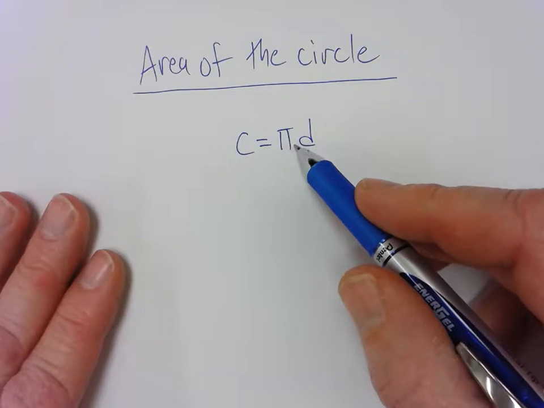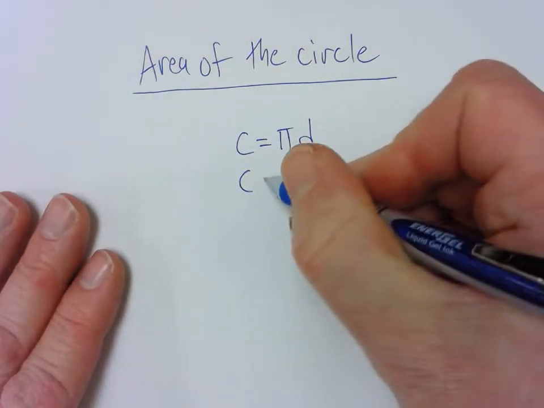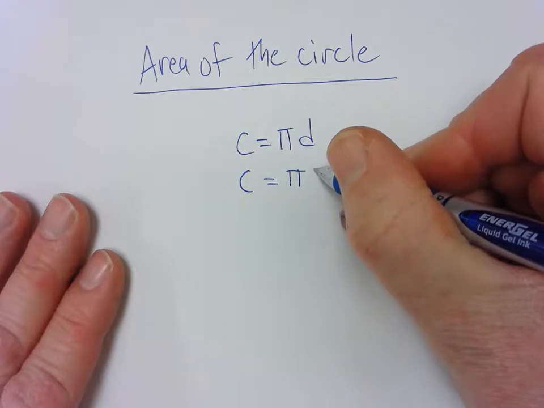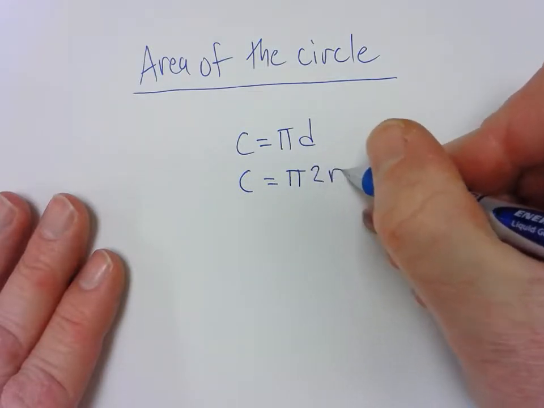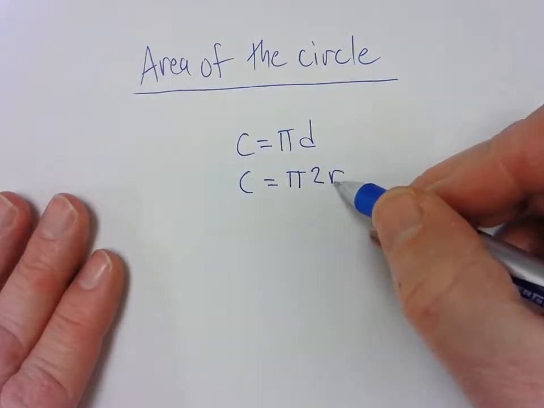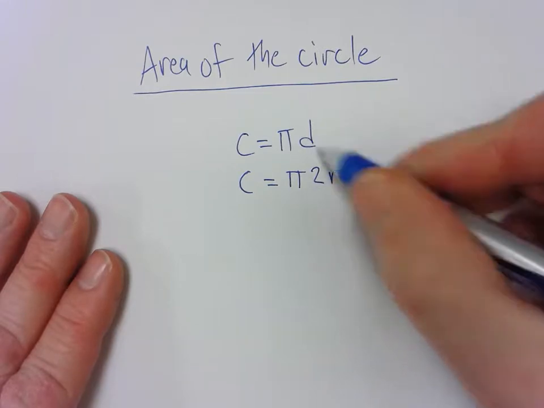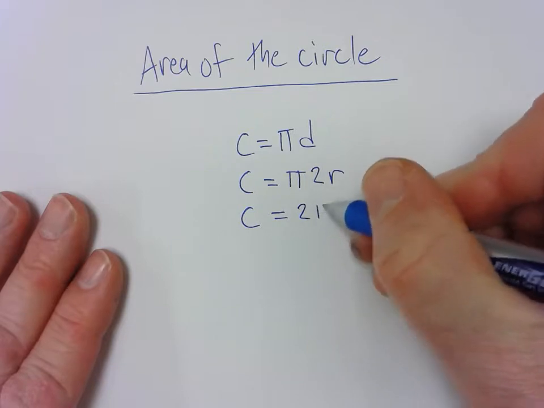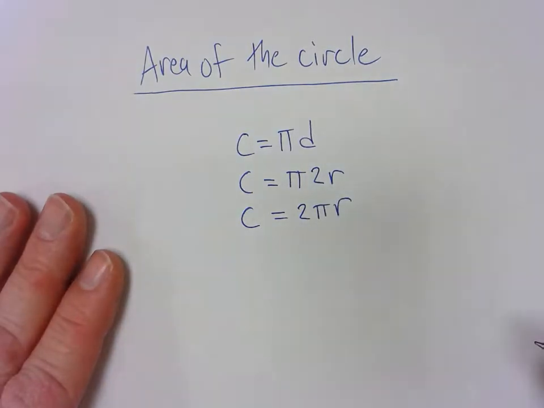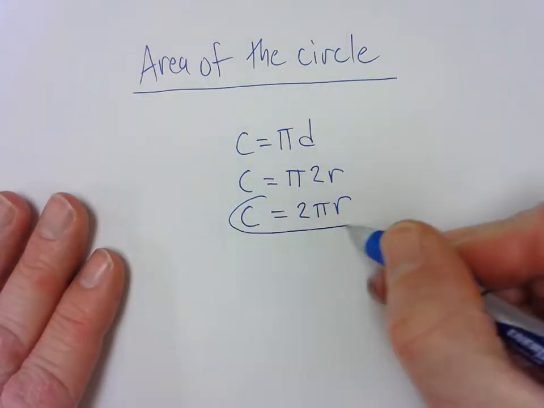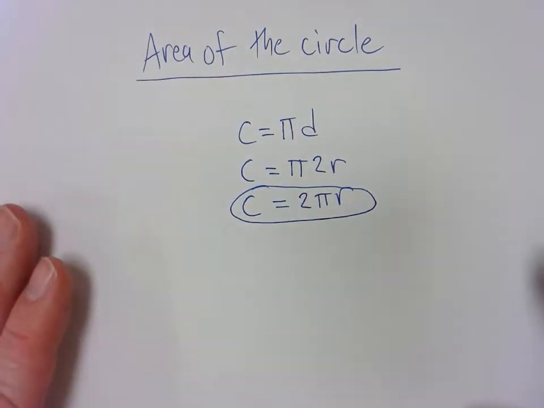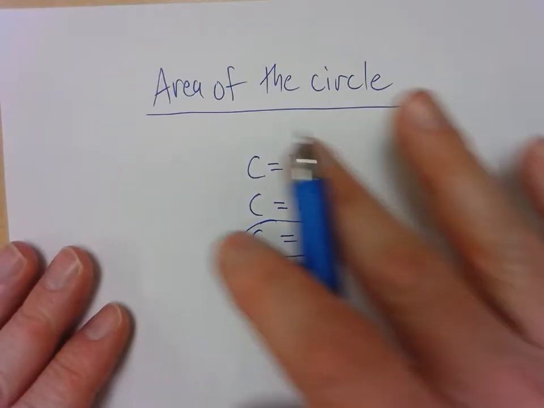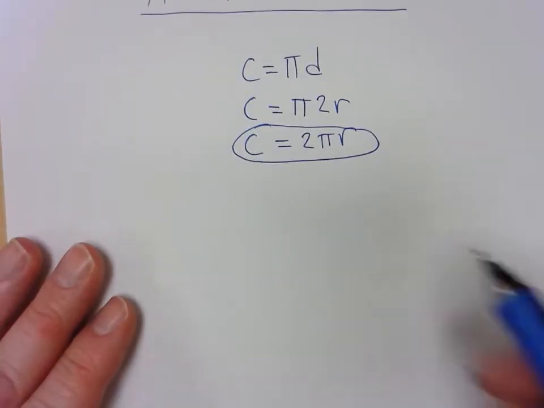We can also write this formula: circumference is equal to pi times two radii, and because the two radii added together make the diameter, circumference would be equal to 2 pi r. That's the way you'll see it written in math books. So before we go on and talk about the area of the circle, that's our focus today, we're going to talk about multiplication.